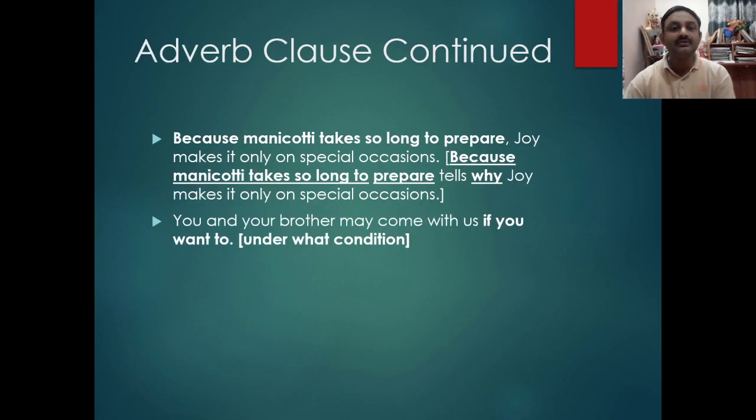Okay. So adverb clause, as we continue to see more, you can watch these examples also. Because manicotti takes so long to prepare, it is a type of dish. Joy makes it only on special occasions. So that adverbial clause, because manicotti takes so long to prepare, tells why Joy makes it only on special occasions. So Joy only prepares this manicotti because it takes so long to prepare. So you have to understand it in that manner only.